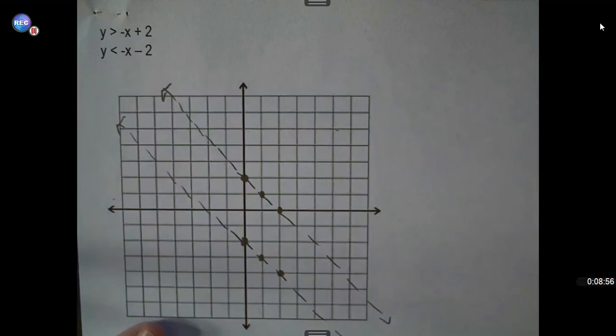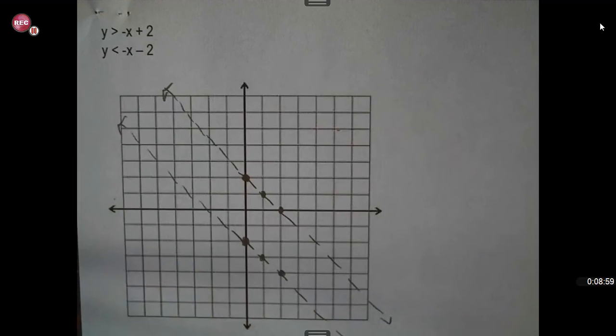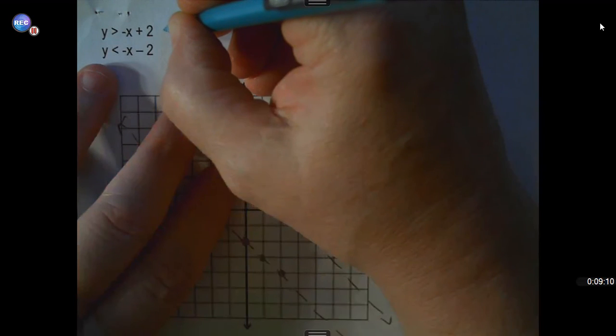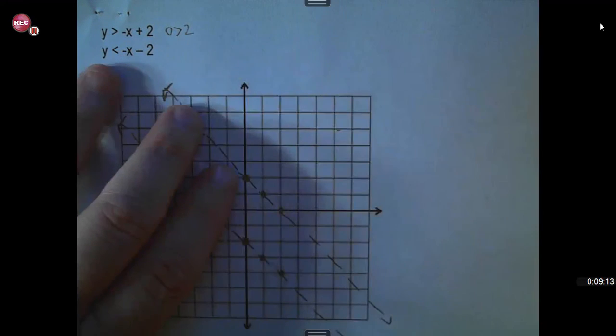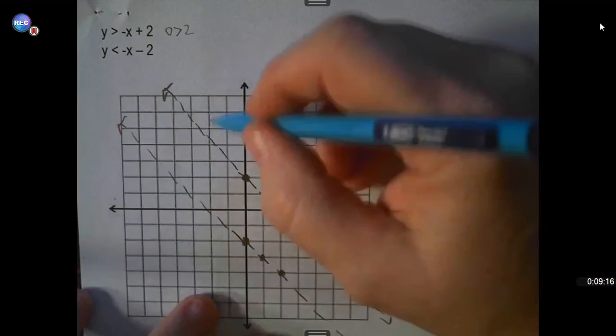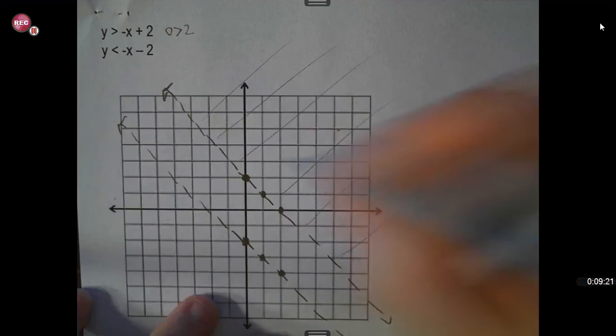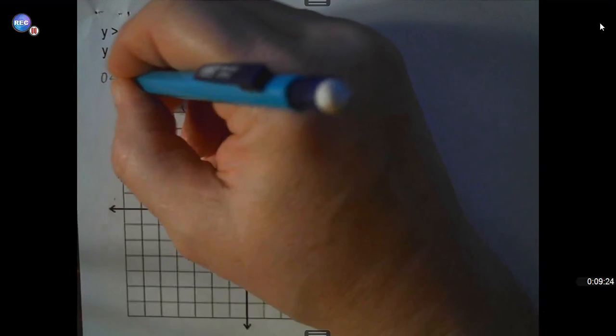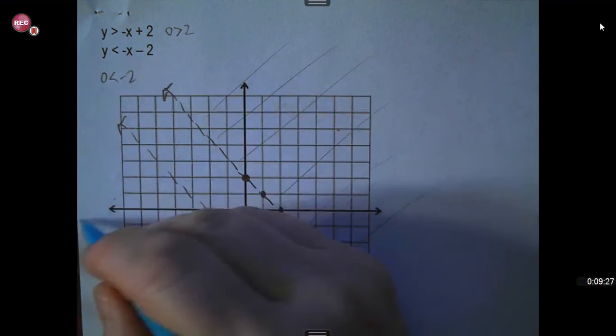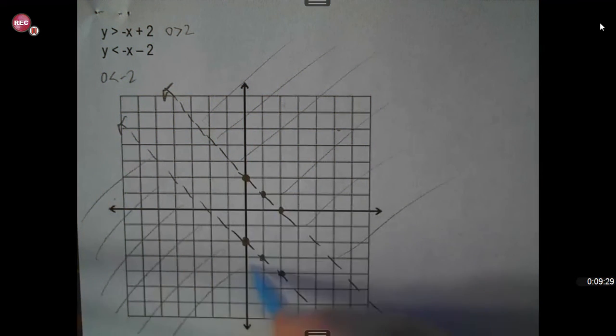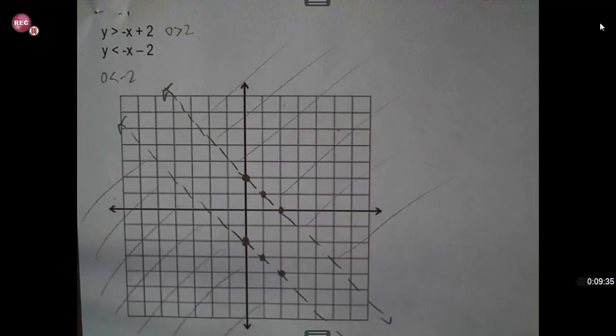Okay. Now, if this were solving a system of linear equations, we would say there's no solution. The lines are parallel. But let's see. 0 is greater than 2. Is that true? No. So this line is actually getting shaded this way. And 0 is less than -2. That's not true either. This line's getting shaded this way. Where do the shadings overlap? They don't. So it is no solution.